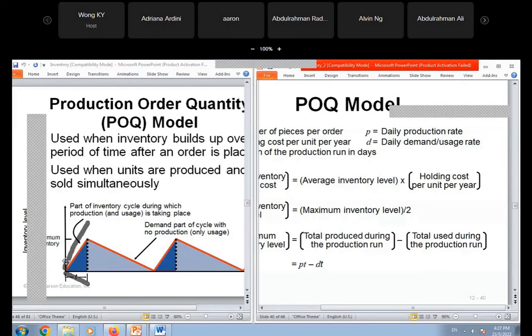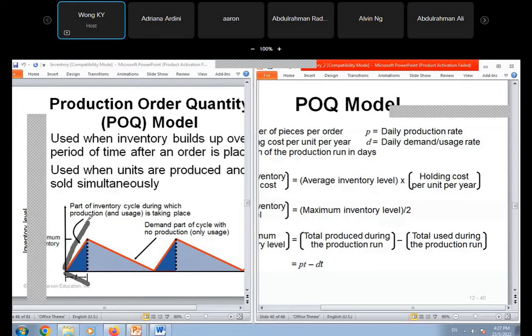We use the production line, which is the production rate, minus the usage line, which represents the usage rate. This line minus this line will give us the rate line. So this rate line is actually the inventory rate. For the production line, the slope is positive. For the usage line, the slope is negative, because we are using it. It gets reduced and reduced and reduced. Therefore, the slope is negative.